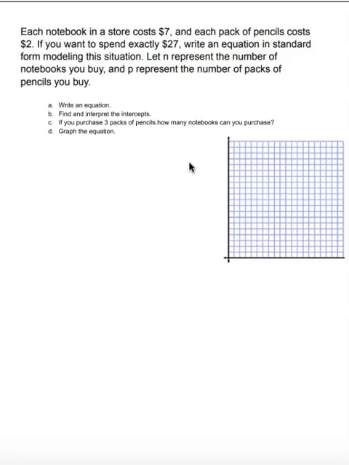So here's some more linear equation word problems, and these are going to be specific to standard form. And I want to show you guys when you use standard form. So we have slope-intercept form, y equals mx plus b. And then point-slope is y minus y sub 1 equals m times x minus x sub 1. Standard form is what? Ax plus by equals c.